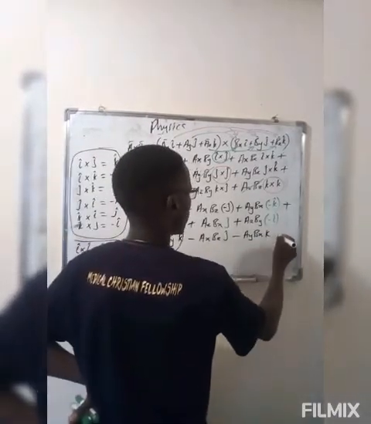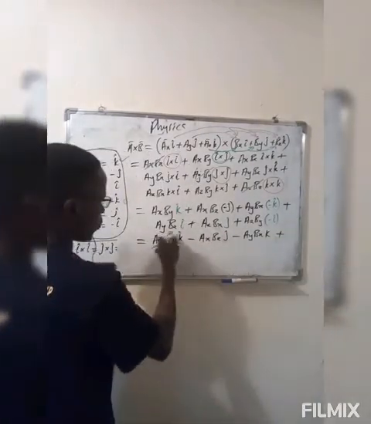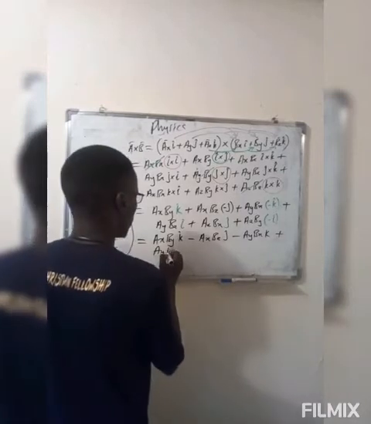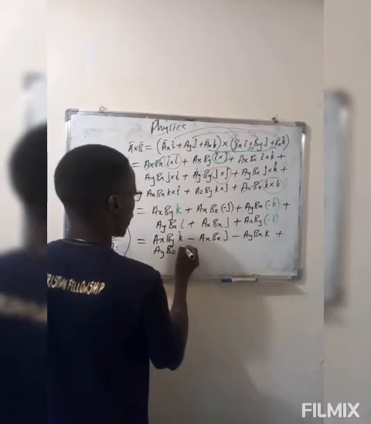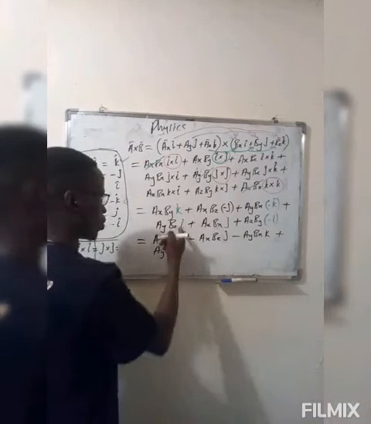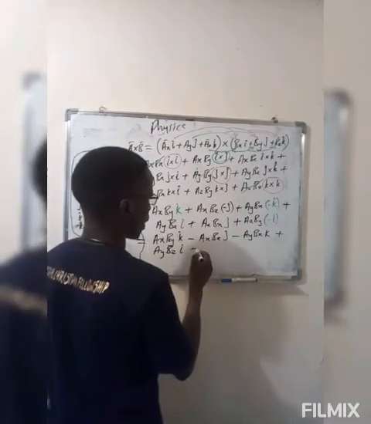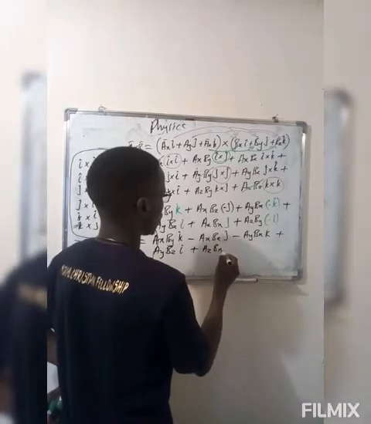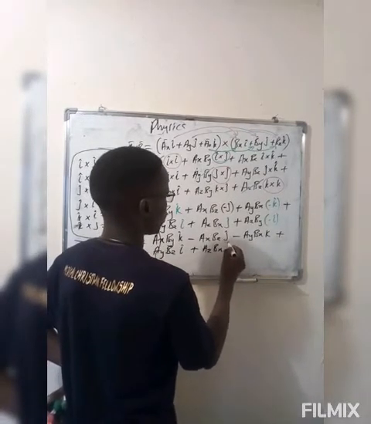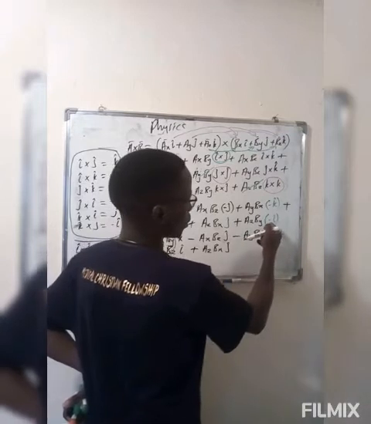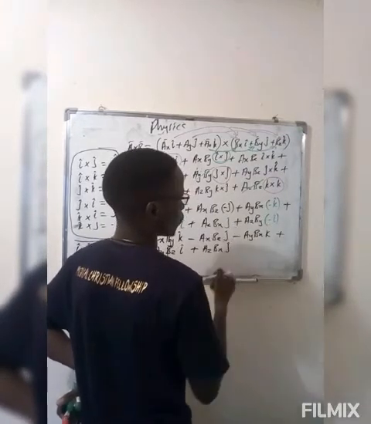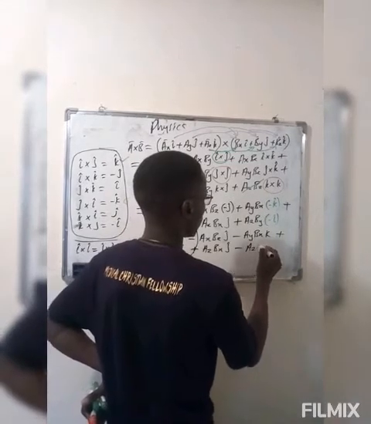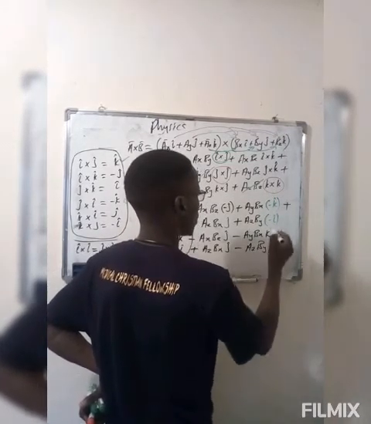Plus, here we have AY BZ I. The I we will leave as it is because it's positive. Then plus, here we have AZ BX J. Then this negative and that positive can multiply to become minus AZ BY I.